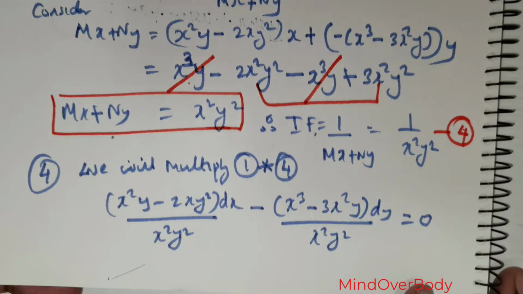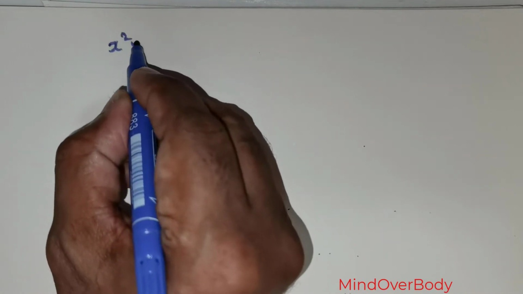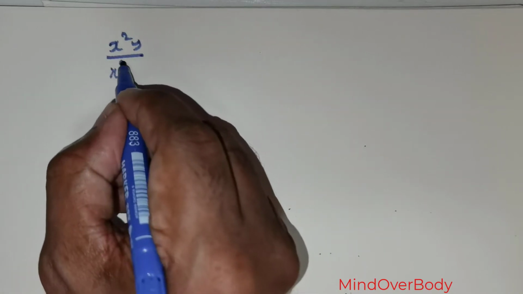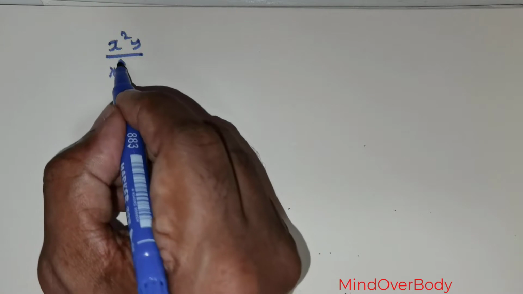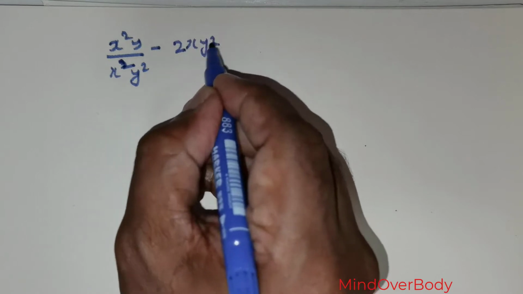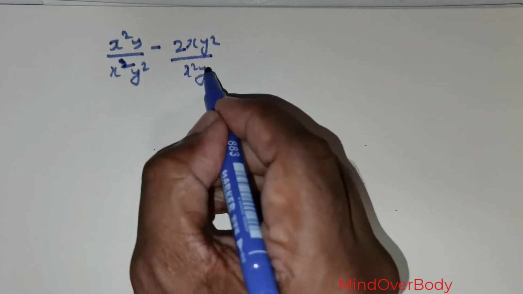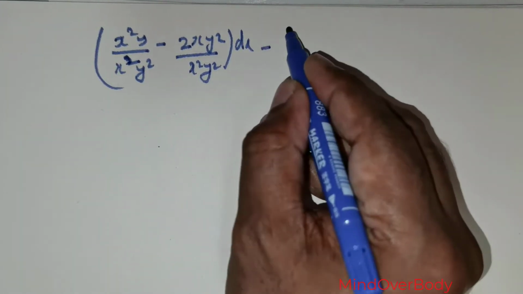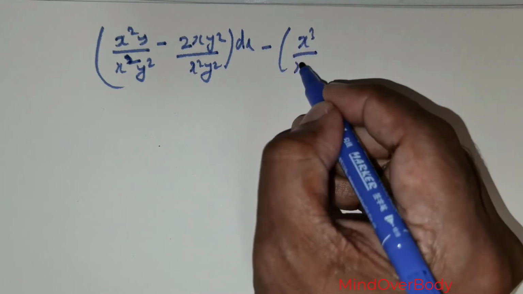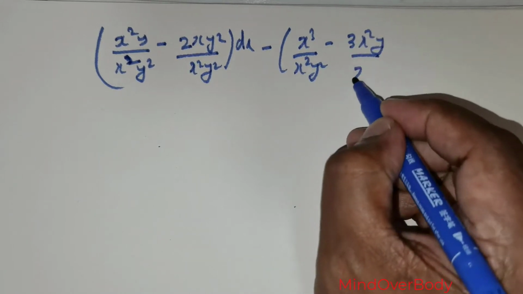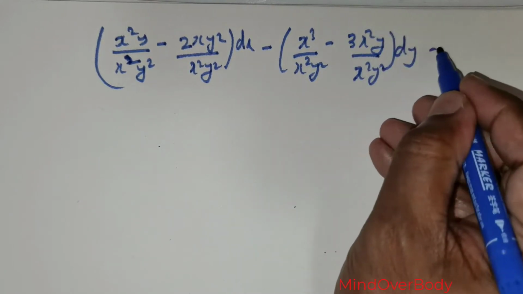Now let me simplify this. I have to rewrite that. So that is going to be x squared y divided by x squared y squared, minus 2 times x y squared divided by x squared y squared, with dx, followed by negative of x cubed divided by x squared y squared, minus 3 times x squared y divided by x squared y squared, with dy, is equal to 0.